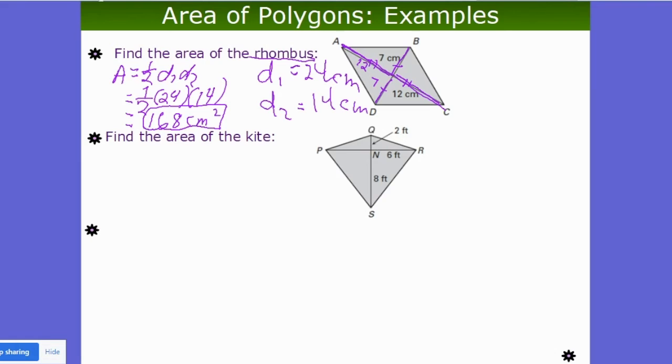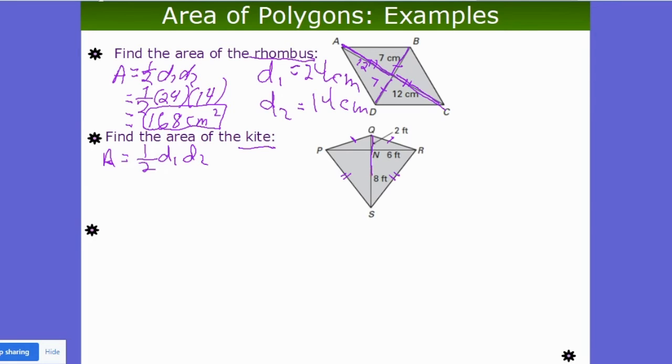Try this one, finding the area of a kite. For kites, I know that this is going to be congruent to that, and this one's congruent to that, by definition of what a kite is. So it's the same formula. It's still area is 1/2 diagonal 1 times diagonal 2. So I have to find these values.